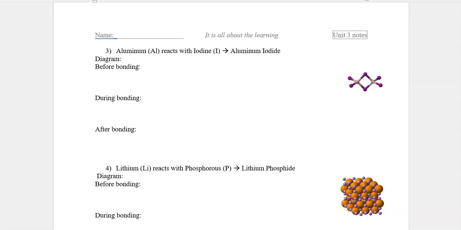Aluminum reacts with iodine. Where'd my pen go? Alright, so aluminum would be Al. It has 3 valence electrons. Iodine has 7, so 1, 2, 3, 4, 5, 6, 7. So here, aluminum has 3 to give away. Iodine can only take 1.